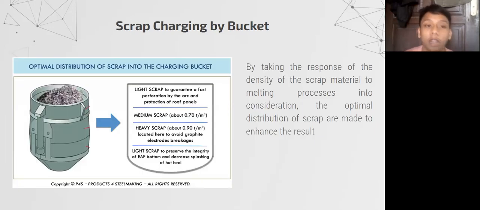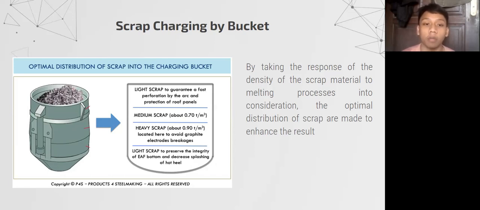This is the optimal distribution of scrap into the charging bucket. So charging the scrap material into the electrical arc furnace cannot be done in a wrong way. There is some consideration to make the next process in the electrical arc furnace easier. In general, heavy scrap or scrap with high density takes more time to melt than the light scrap. So in the charging process, we must arrange the scrap according to its density.